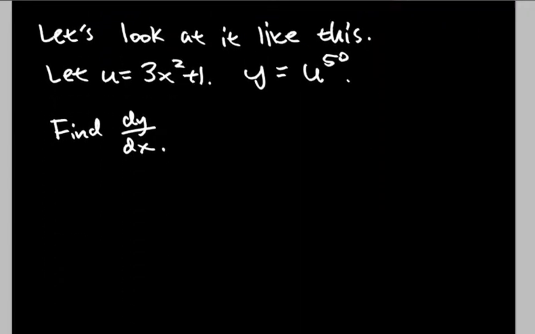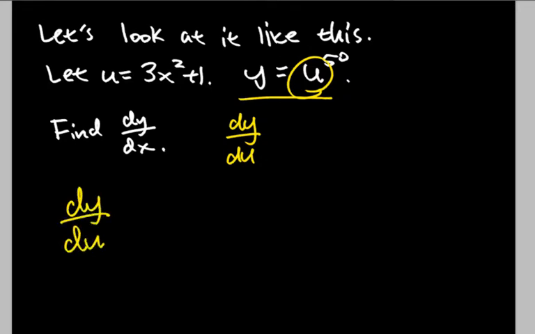All right, so let's look at it. If we take this and we let u equal 3x squared plus 1 and y equal u to the power of 50, and we want to find dy dx, well, let's try something. We have y as a function of u. So we can easily find dy du because we got y with a u defined. So if we just power rule that, we get 50 times u to the power of 49.